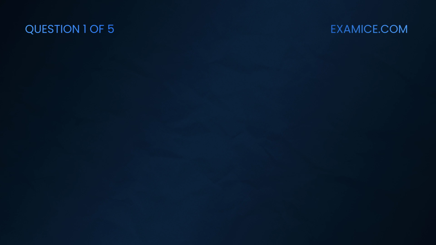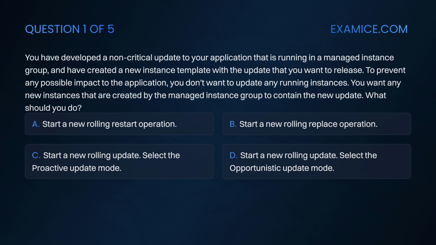Question 1. You have developed a non-critical update to your application that is running in a managed instance group and have created a new instance template with the update that you want to release. To prevent any possible impact to the application, you don't want to update any running instances. You want any new instances that are created by the managed instance group to contain the new update. What should you do? Option A, start a new rolling restart operation.